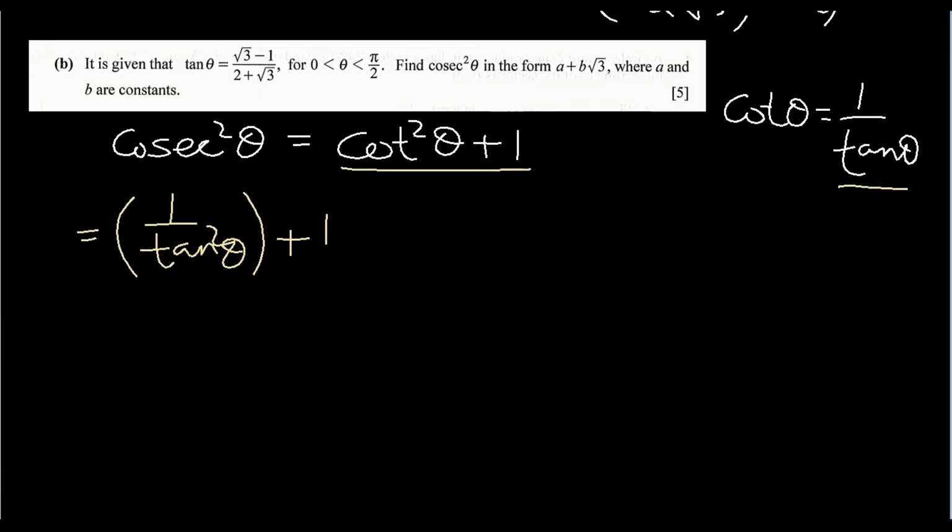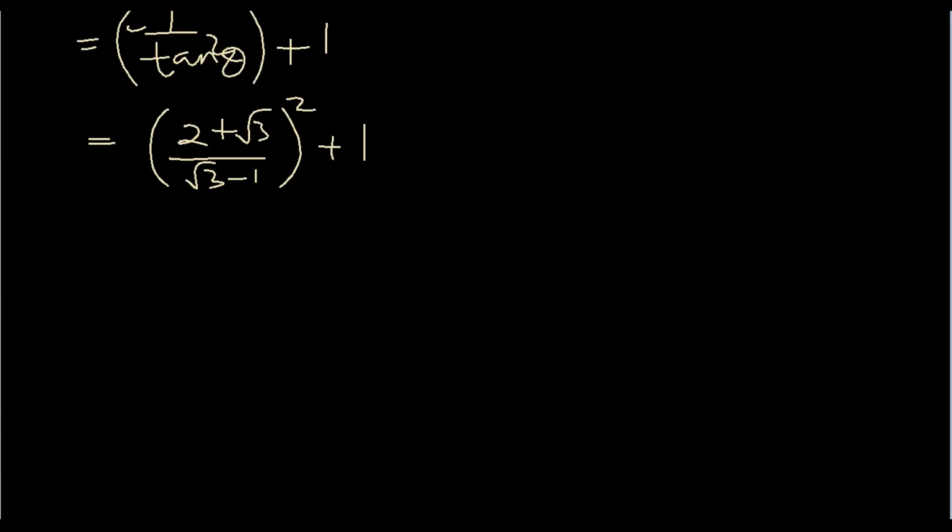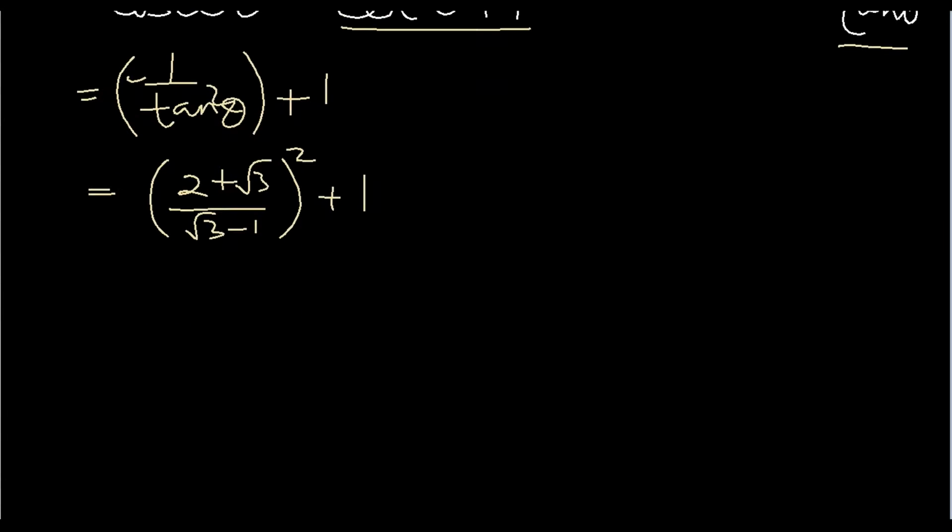Now, tan theta is given to us, and this is the reciprocal of that. So we will write the reciprocal of what they have given. So 2 plus square root 3 comes on top, and square root 3 minus 1 becomes the denominator, and we square it, plus 1. And we just have to simplify this. That will become our solution. So let's square this numerator first, and we will use straight away the identity we know. (a plus b) square is a square plus b square plus 2ab.